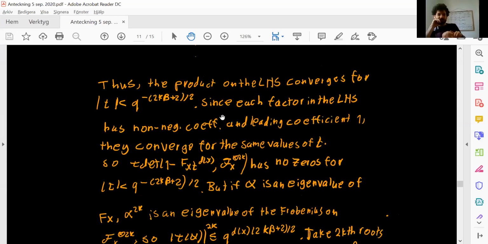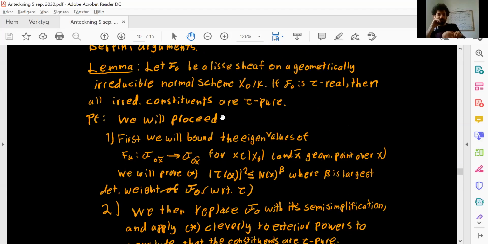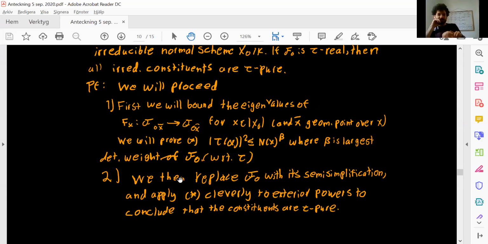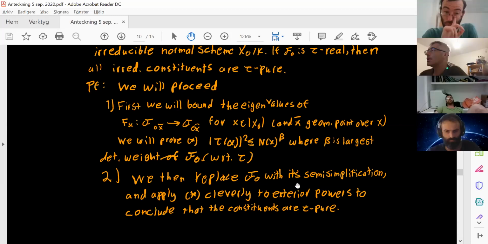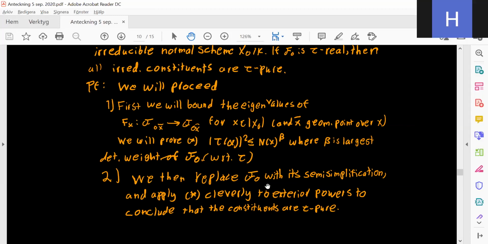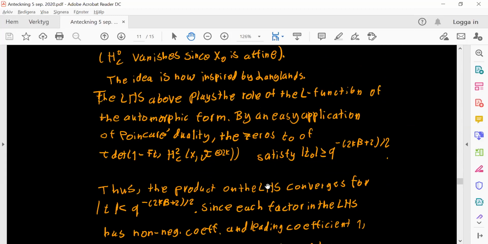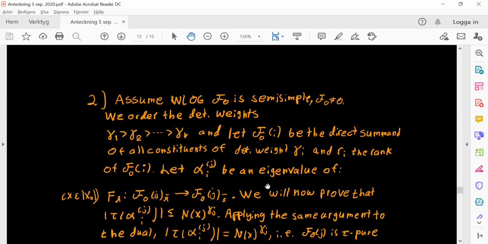So recall that we want to prove that we want to apply this inequality here, that tau alpha squared is less than or equal to mx beta. We want to apply this inequality so that when we replace F0 with its semi-simplification, we conclude the constituents are tau pure. So this is what we now try to do.